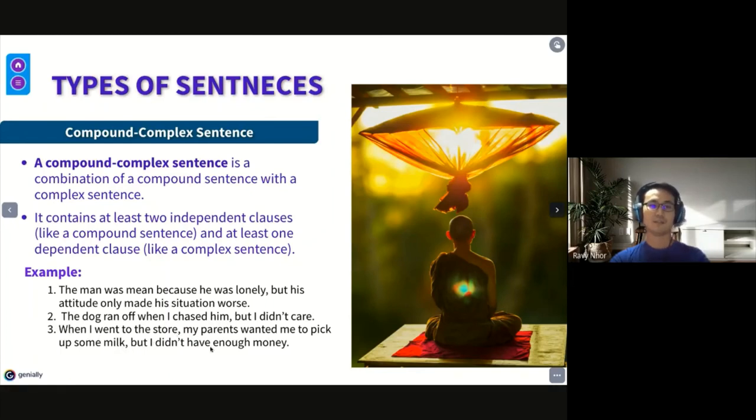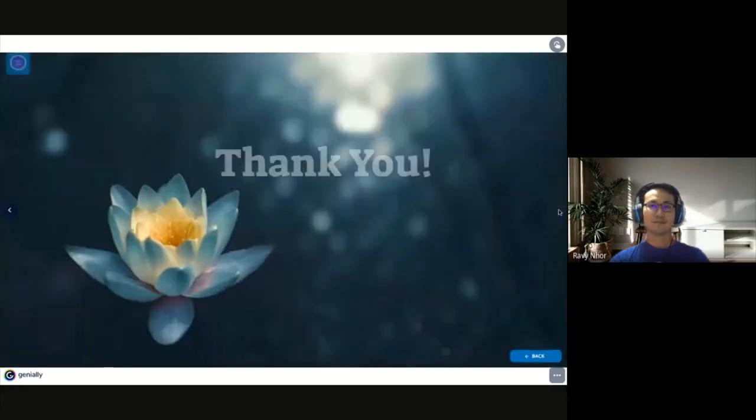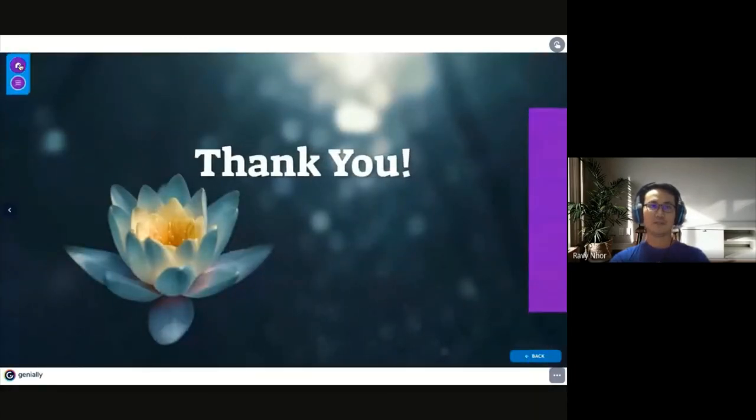And then plus another independent clause with but, so it looks like a compound. But and a comma here. So this is a compound-complex sentence, and that's all for types of sentences.